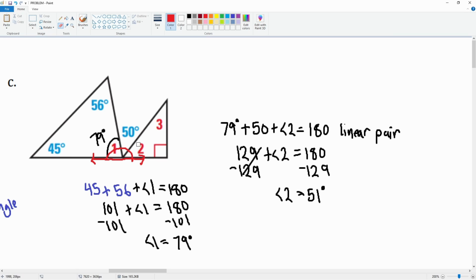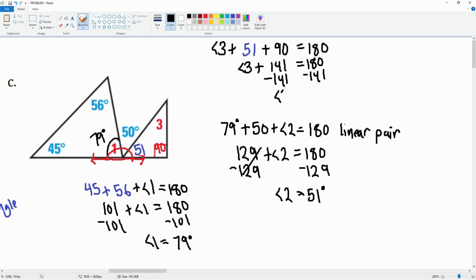I'm going to erase this and write 51 degrees here. Okay, this is 51 degrees. Then we know this is 90. We can set up one more equation to solve for angle 3. So angle 3 plus 51 plus that 90 is equal to 180. 51 plus 90 is 141. So angle 3 plus 141 is equal to 180. Minus 141 from both sides. Angle 3 is equal to 180 minus 141, which is 39 degrees. So there you go. That is how you get all three angle measurements.